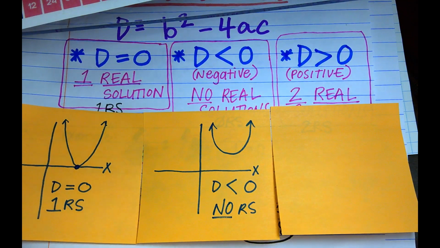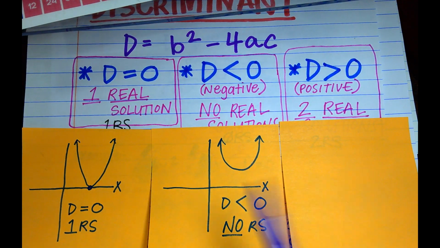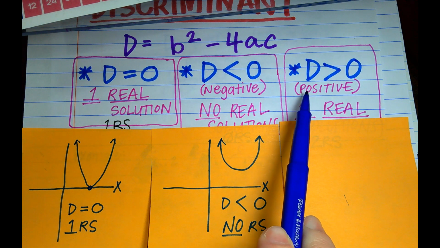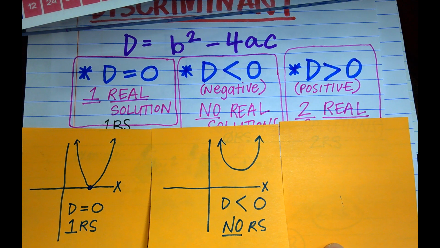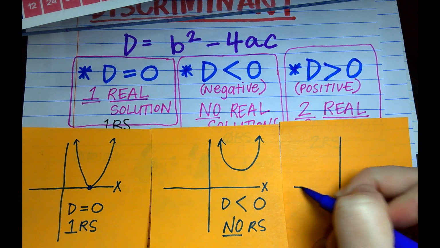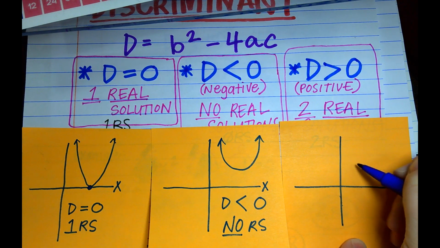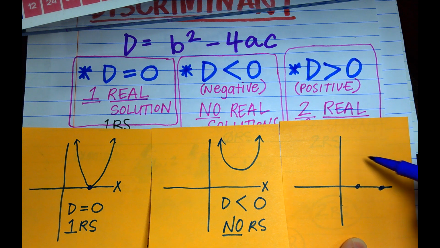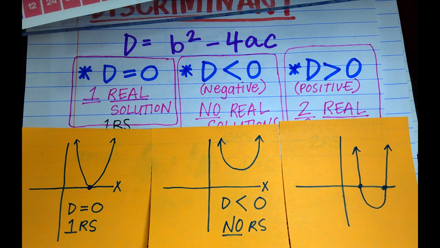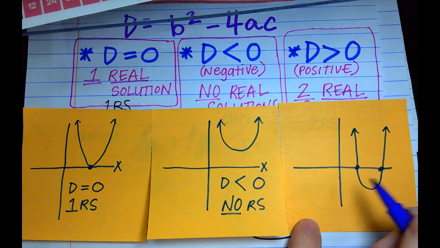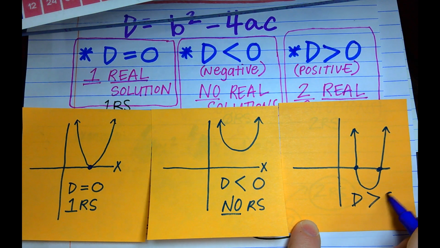And does anybody have a guess or an estimate of how many times this parabola might touch the x-axis when your discriminant is positive? 2. Yeah, it's that simple. There's 2 real solutions, so it's going to touch the x-axis 2 times. And that will look something like this. So when D is greater than 0, 2 real solutions.